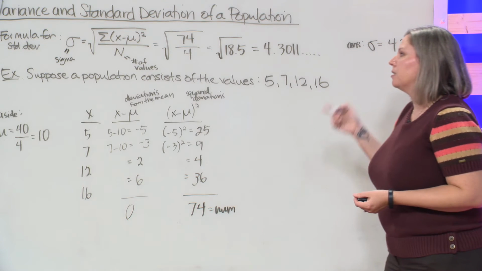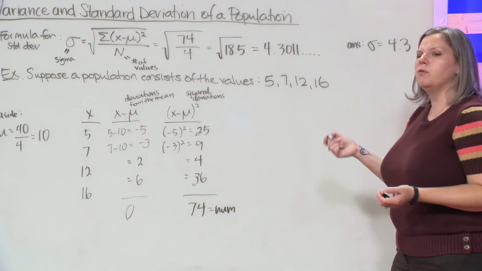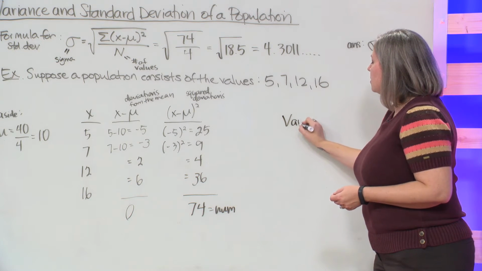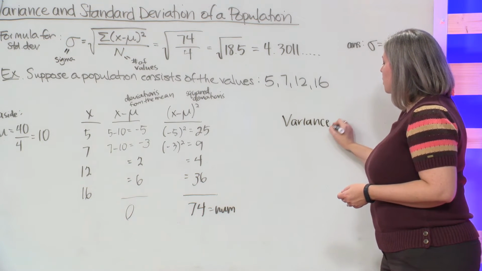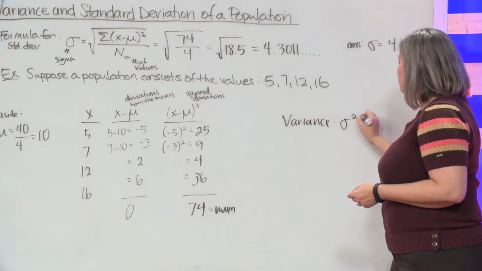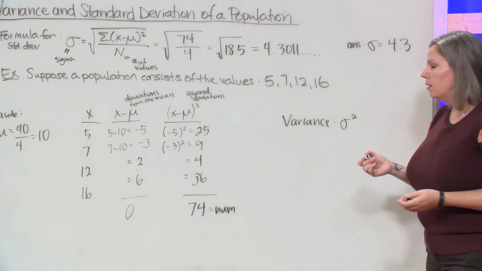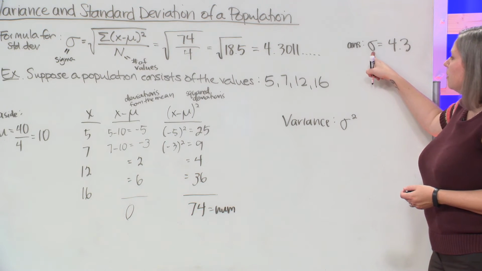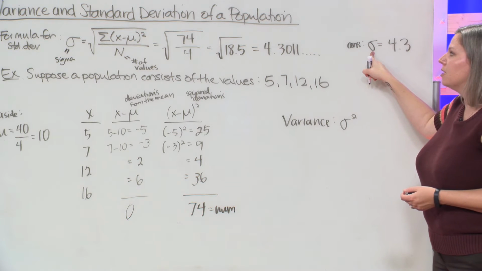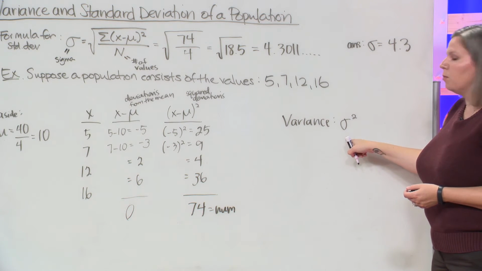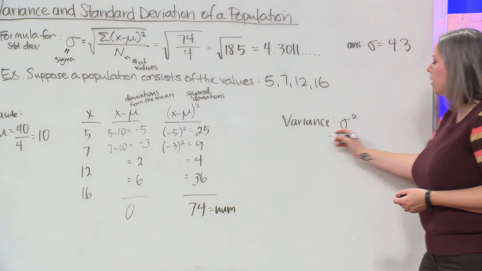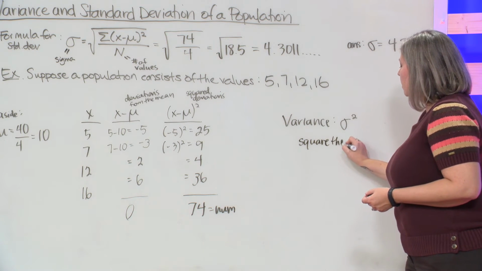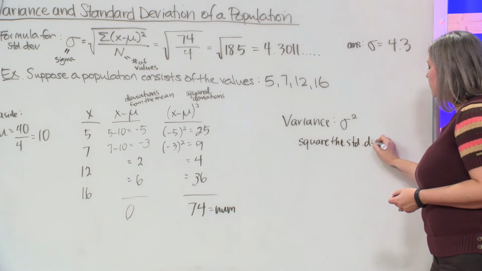What about the variance? I didn't put a formula down, but the formula comes directly from its symbol. The symbol for the population variance is a sigma squared. So how am I going to calculate the variance? Well, if you notice, the symbol for the population standard deviation was sigma. The symbol for the population variance is sigma squared. Therefore, all I'm going to do is square the standard deviation.